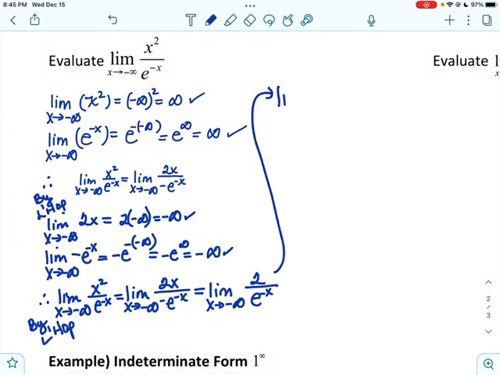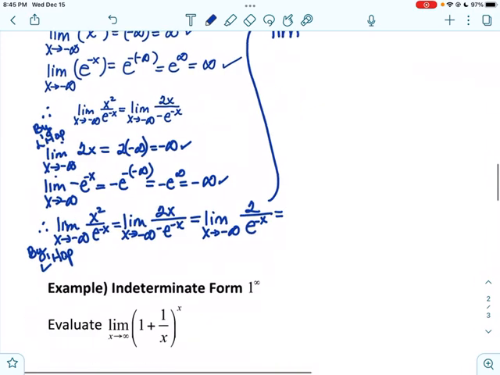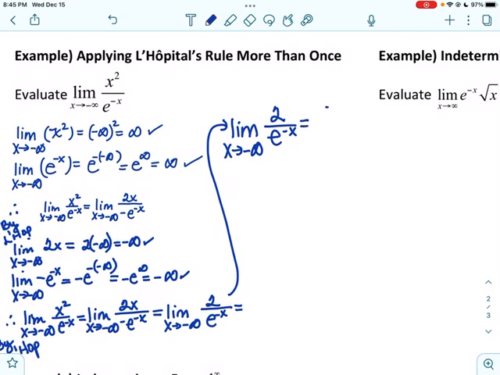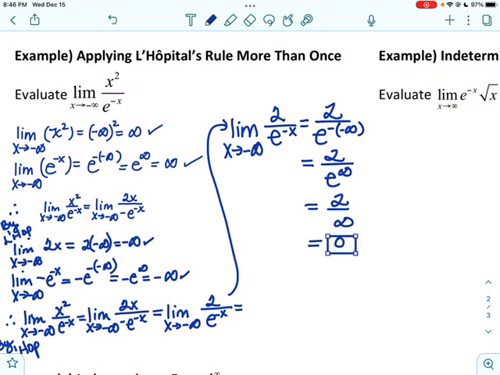Which is equal to the limit as x approaches negative infinity of 2 over e to the negative x. So then that's going to equal 2 over e to the negative of negative infinity, which is equal to 2 over e to the infinite power, which is equal to 2 over infinity, which is equal to, remember, 2 divided by a huge, huge, huge number is just 0. So therefore, we know, and I'm going to put it up here, the limit is equal to 0.